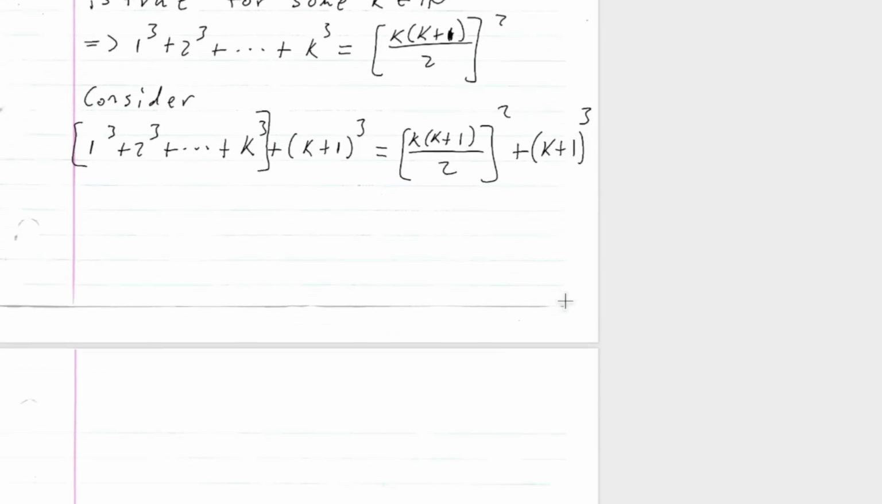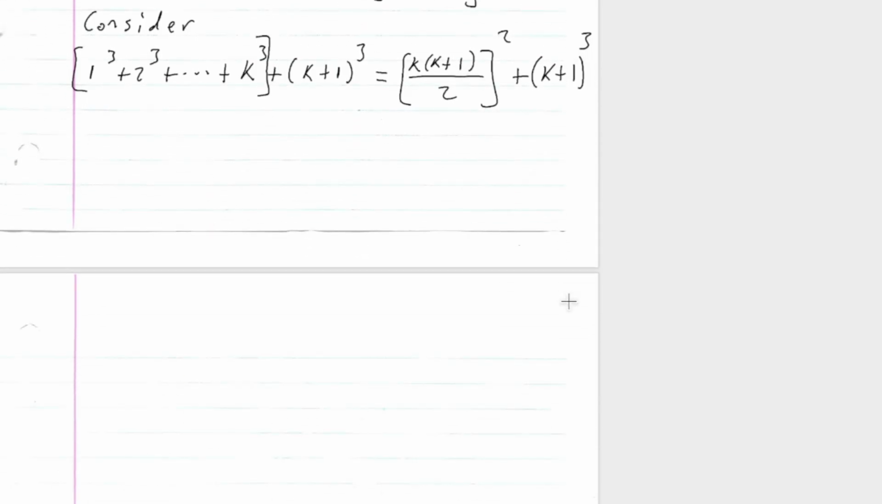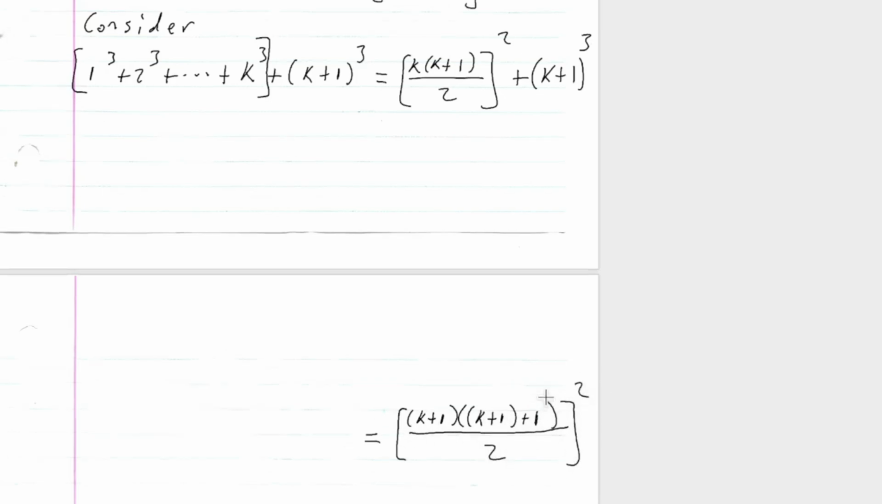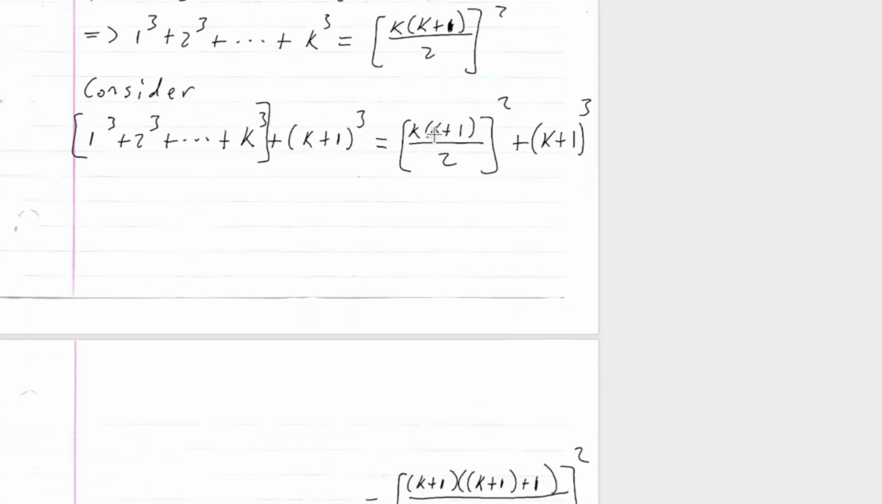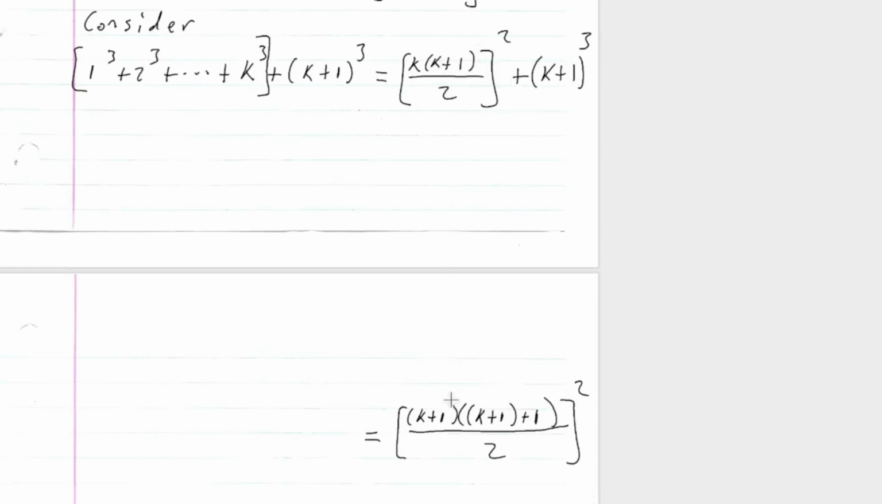All right. So let's go ahead and write down what we want to get. We've got to get this to equal k plus 1 times k plus 1 plus 1 over 2 squared, because that's the formula if we were to plug in k plus 1. So this is where we're starting, and this is where we want to get to.